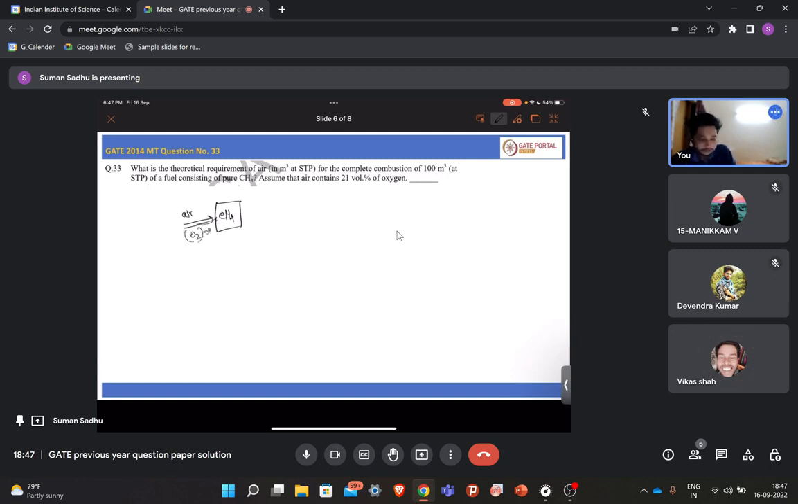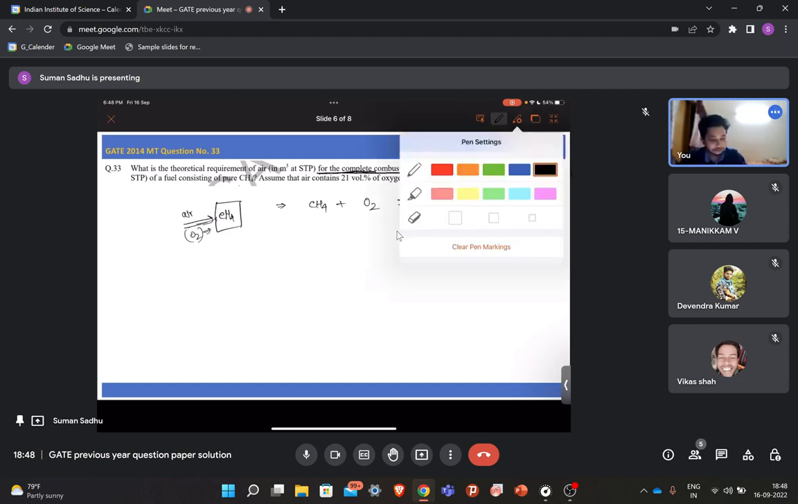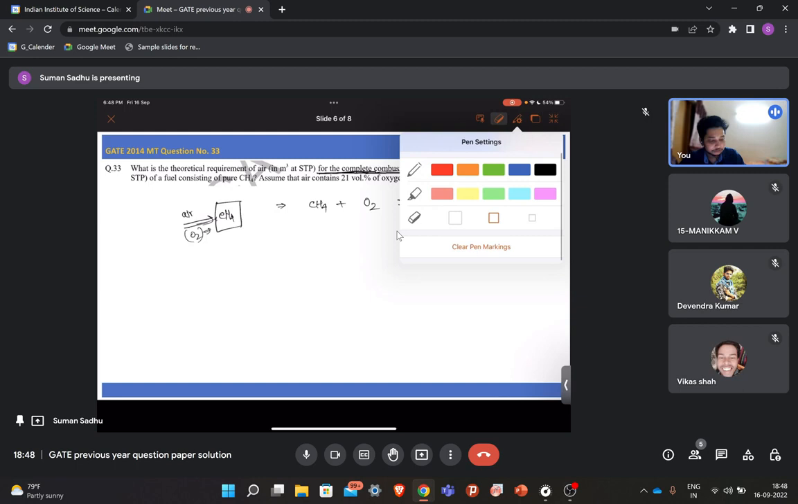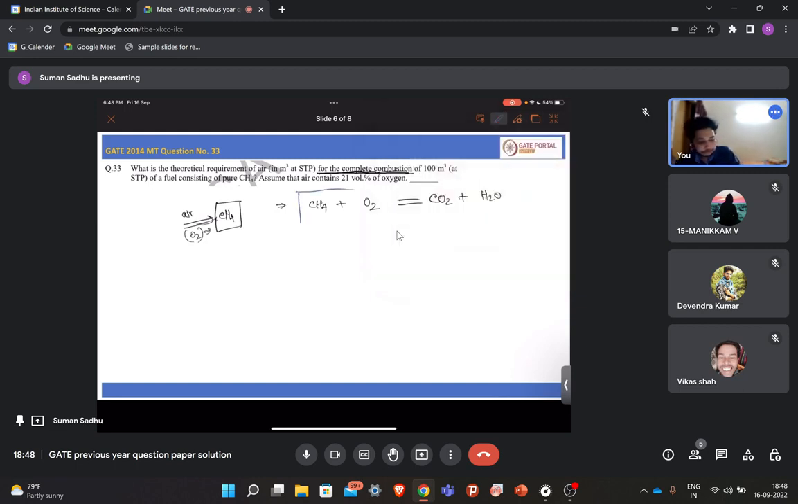So what will then be the chemical reaction? This is CH4. It is reacting with oxygen. What will be the product? CO2 and H2O, since the question states complete combustion, right? Complete means it will form CO2 plus H2O. It will not form CO or any other intermediate. If it is forming CO, that means the combustion has not happened completely. So it will not form CO. It will form CO2 because it is stated that it is for complete combustion, right?